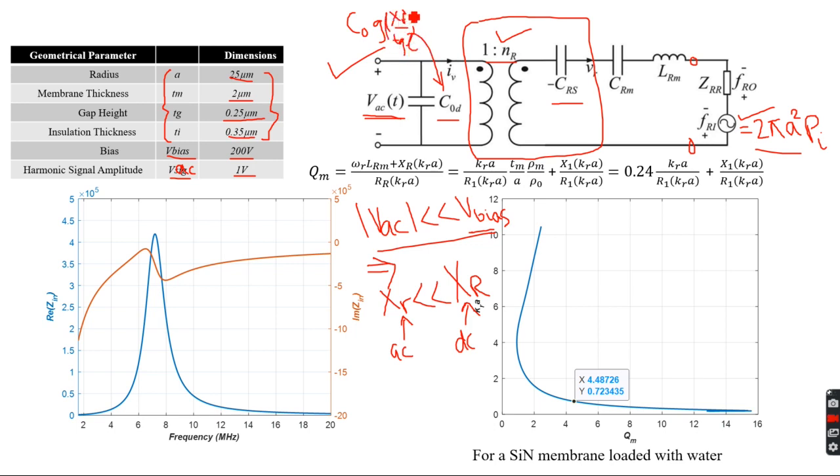All of these lumped components are in terms of the geometrical parameters of the CMUT. For example, L_RM is the mass of the membrane. You can watch the previous videos to learn how they are derived and how they can be expressed in terms of these geometrical parameters. C_RM you can think of as a compliance capacitance.